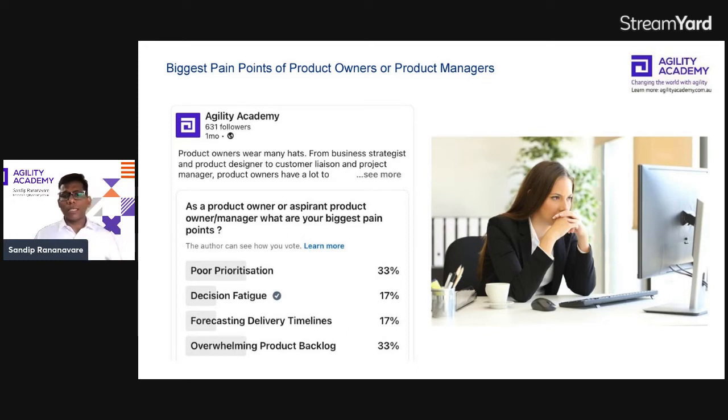And then forecasting timelines, when something is going to be delivered, that's the $1 million question. Everyone wants their things immediately, right? And if not, then when is it going to be? Today, tomorrow, the day after? So forecasting delivery timelines is another of the biggest pain points found when it comes to playing the product owner or product manager role.